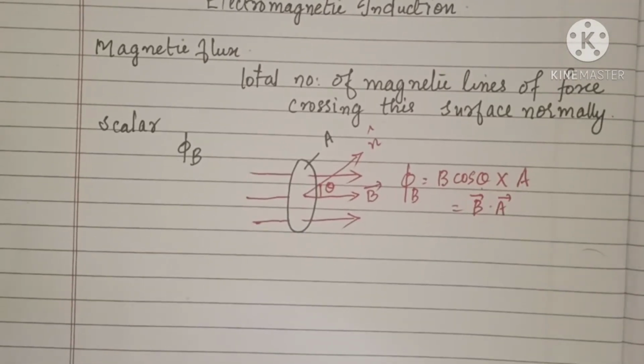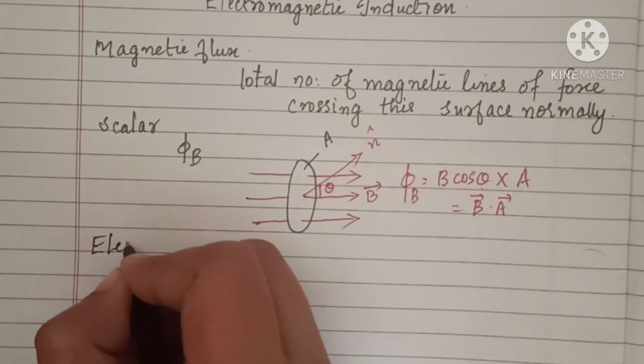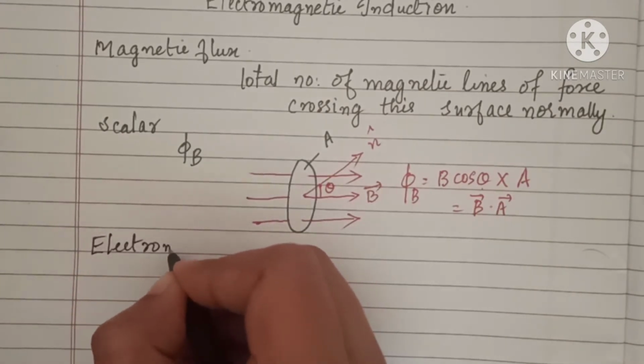Clear? So this is magnetic flux and this is needed throughout the chapter. We need this term, that is why I told it now. Now we are moving to the main topic, that is electromagnetic induction.